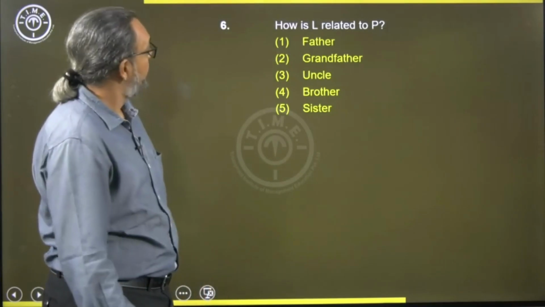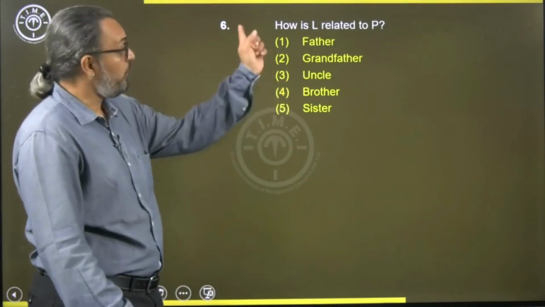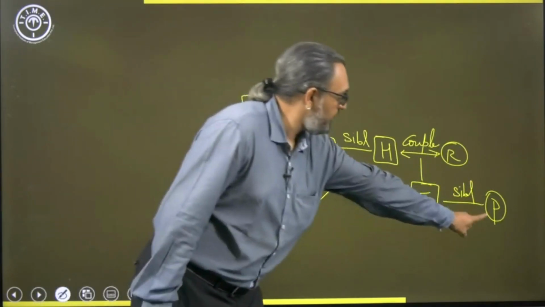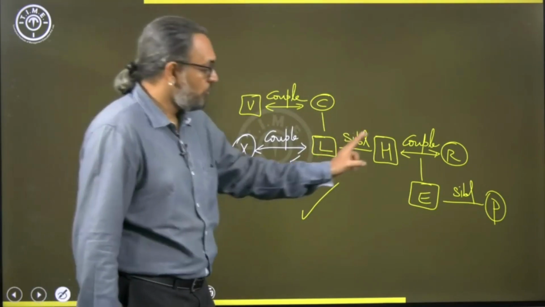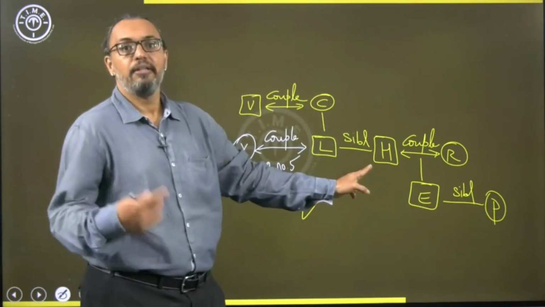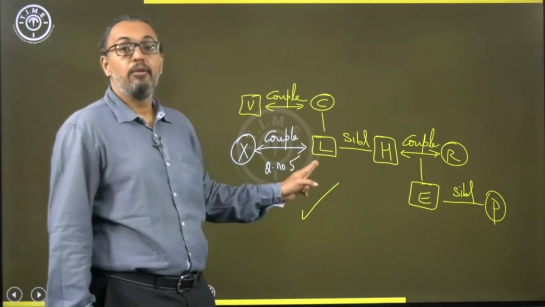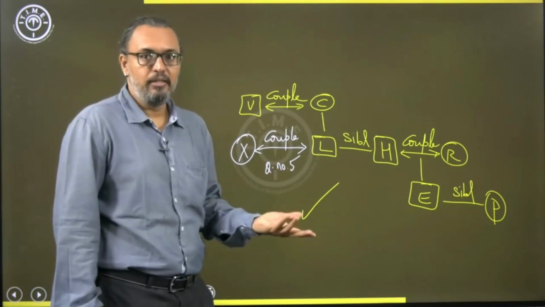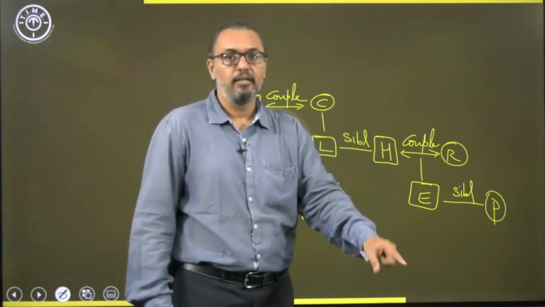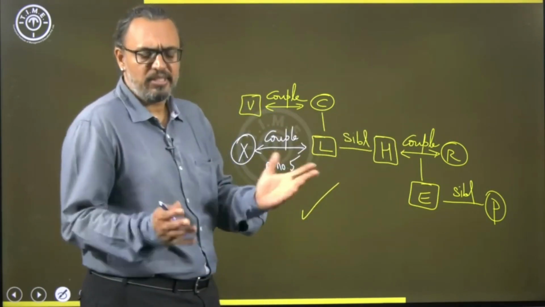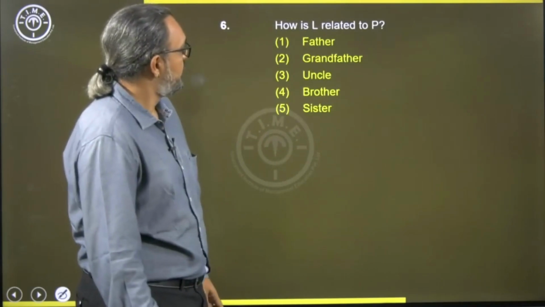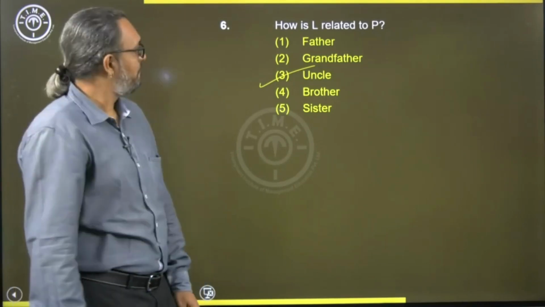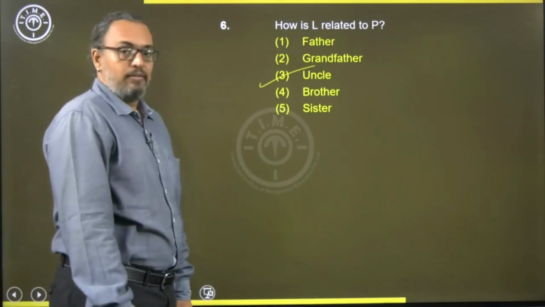Then how is L related? So from P we have to check. So from P, how is L related? So from P you first go to H, father. And from that father, you go to L, brother. Father's brother is uncle, paternal uncle, we can say. Mother's brother is maternal uncle, father's brother is paternal uncle. So, basically it is uncle, and that's available in third option.